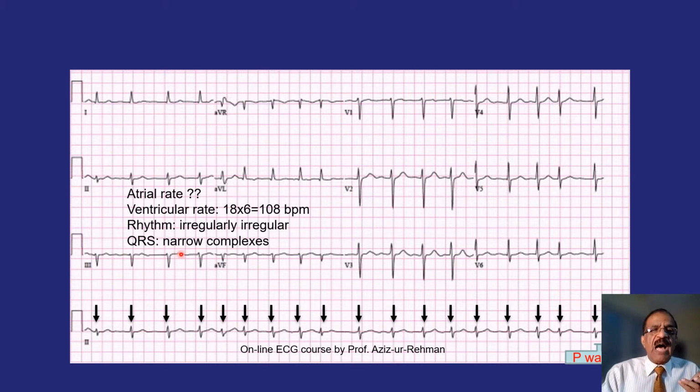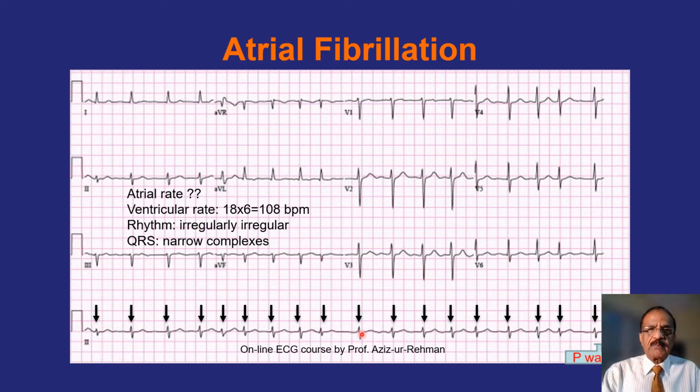The QRSs are narrow, of course, because this is a supraventricular tachyarrhythmia. In supraventricular tachyarrhythmia, the AV node and the rest of the conduction system is not affected unless there is another reason. So if there is no other reason, then QRS complexes would be narrow, like a normal person. So I think the diagnosis is very, very clear: atrial fibrillation.